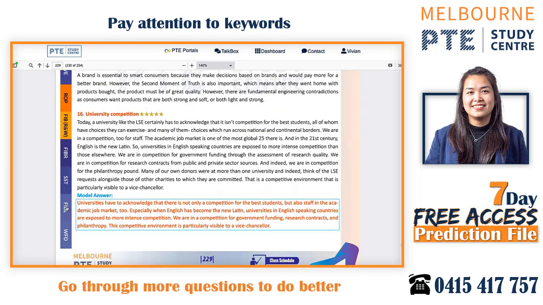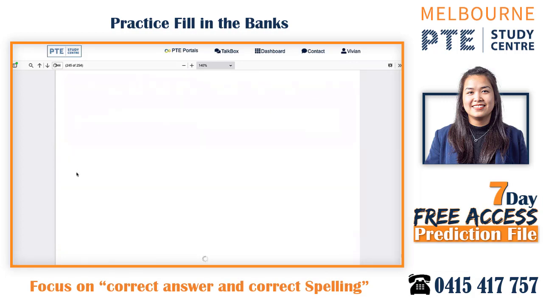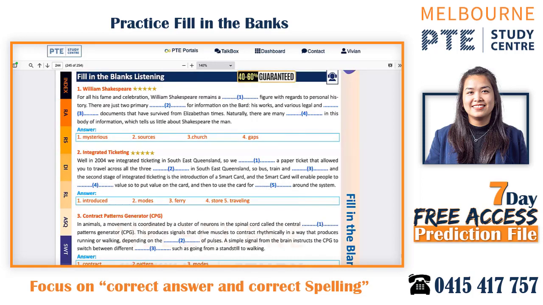Right, now the next topic is fill the blank listening. Fill the blank listening is important for those aiming for 65 and 79 plus. In terms of fill the blank, one thing that you need to know is to make sure that you have correct spelling, okay? Correct answer plus correct spelling, okay? If your spelling is incorrect, what happens? You don't get marked for it, okay? So this is something you need to remember. Correct answer plus correct spelling.